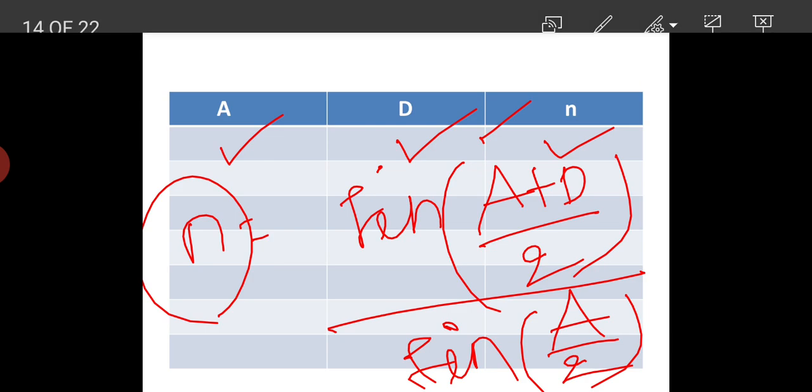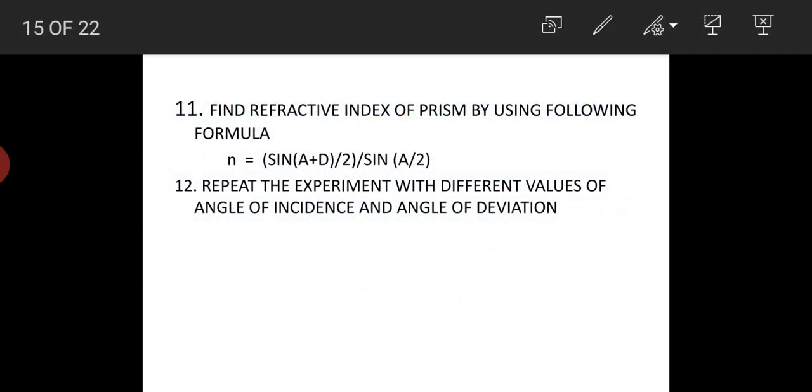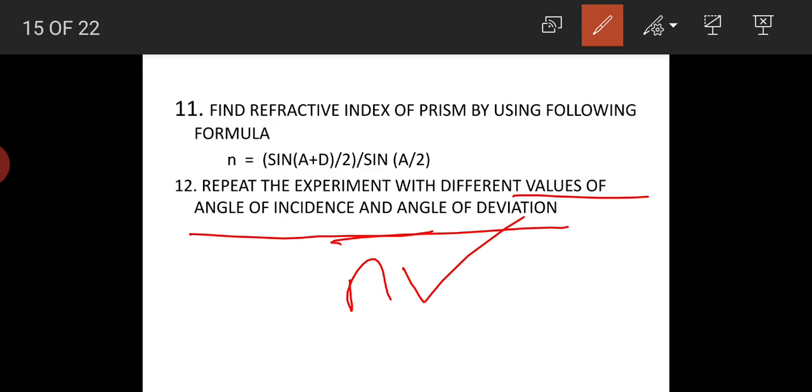After finding refractive index of the prism, repeat the same experiment with different values of angle of incidence and angle of deviation. In all the cases, find refractive index and you will get refractive index of the prism.